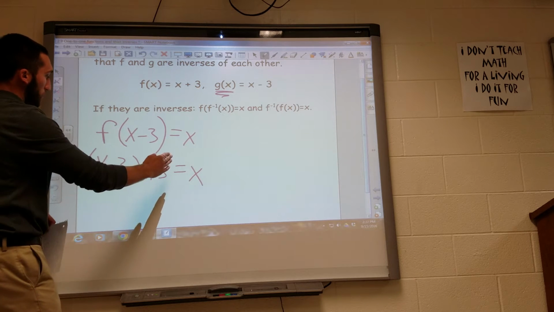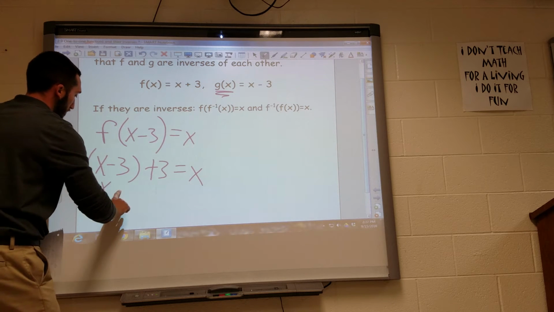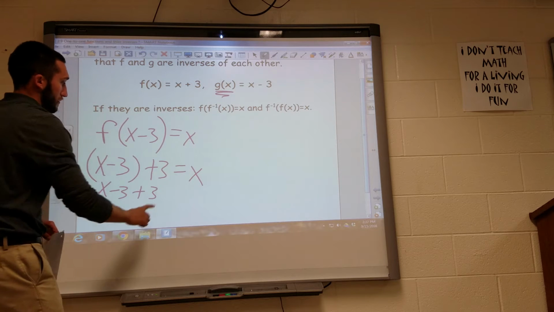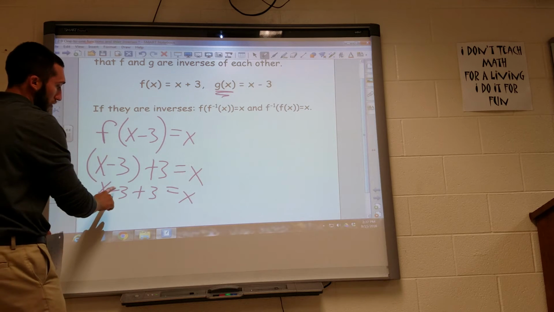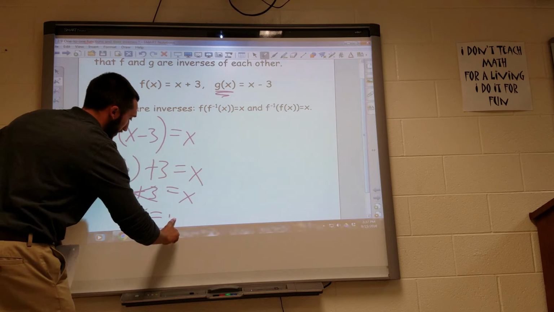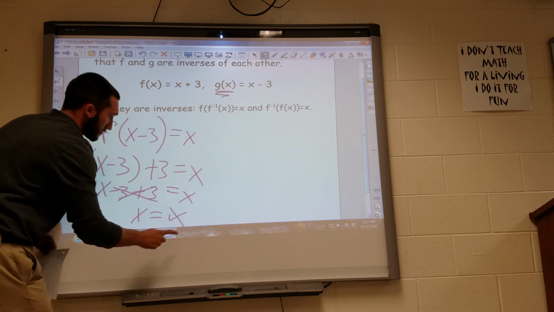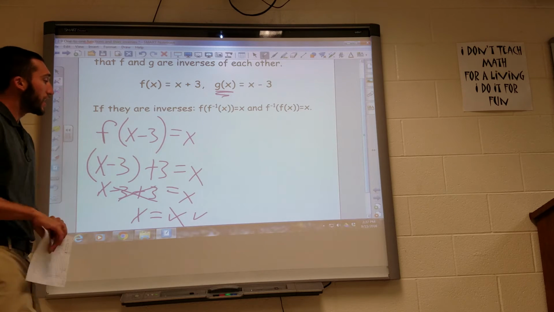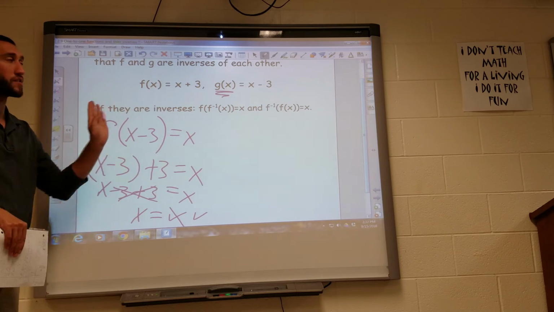So now I can simplify. Well, I have x minus 3 plus 3 equals x. So we can see that the minus 3 and the plus 3 cancel. x equals x, and then the check mark. Looks like they are inverses of each other.